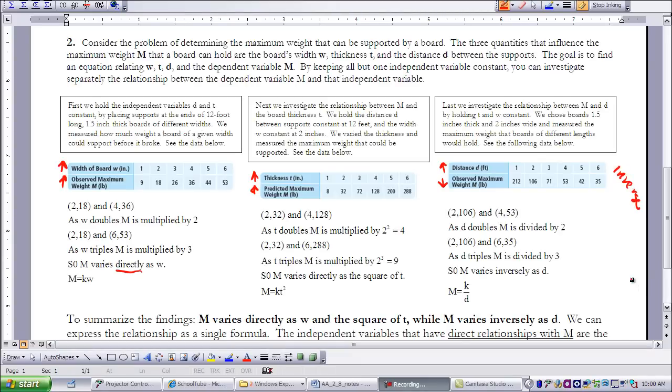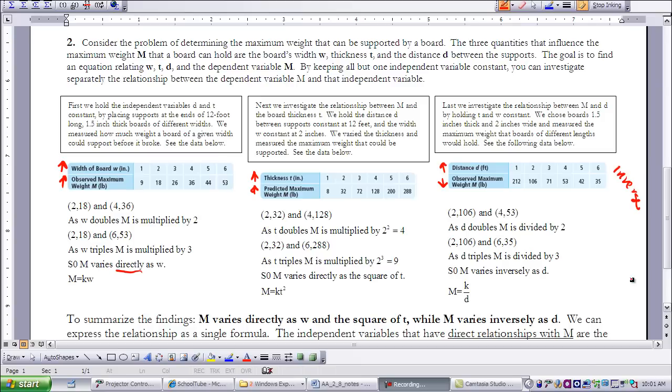Now we have the third experiment that was held, and in this one they were investigating the distance between the supports. So the boards were chosen so the board stayed the same. It was 1.5 inches thick and 2 inches wide. And so they chose to vary the distance between the supports. And if you look at it this time, the independent variable is increasing, but the dependent variable is decreasing. So let's look at our data to see what happens.